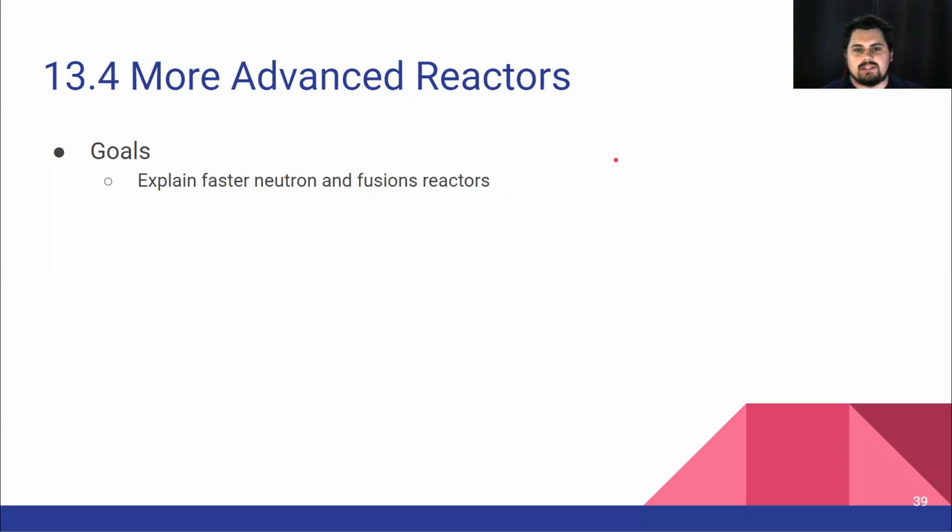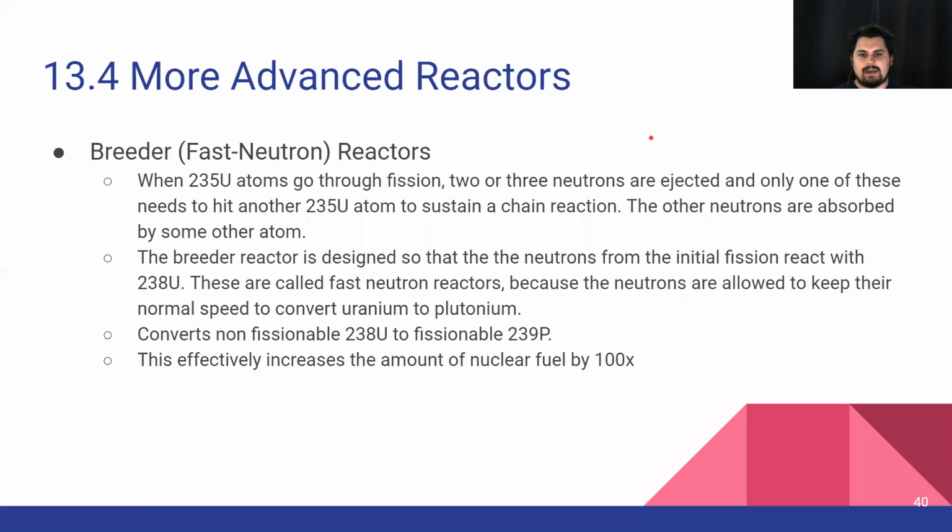Okay, so for our last section, we're going to be talking about advanced nuclear reactors. All I need you to do for this section is to be able to explain the fast neutron reactors and how fusion reactors work. So first one we're talking about is a breeder reactor, and this is kind of a lot.